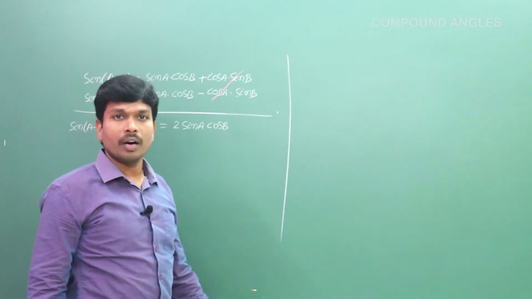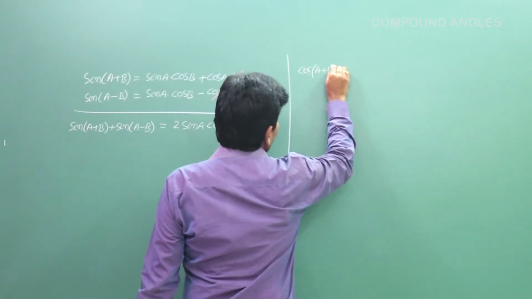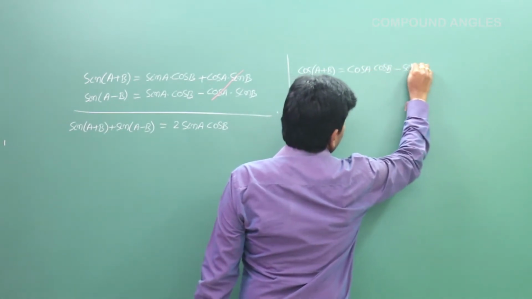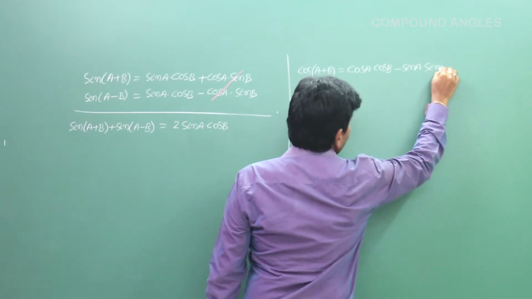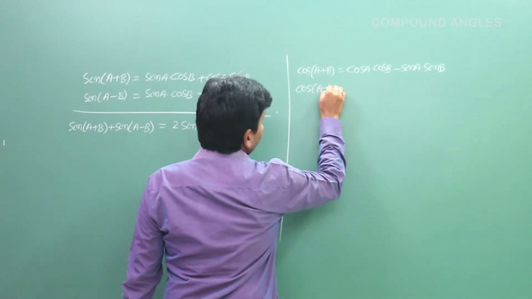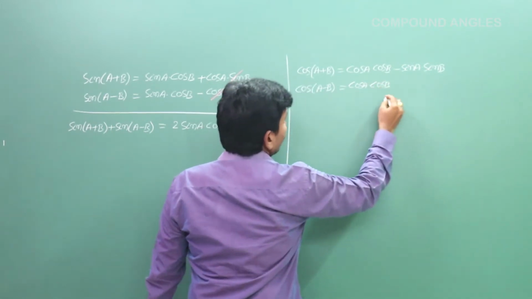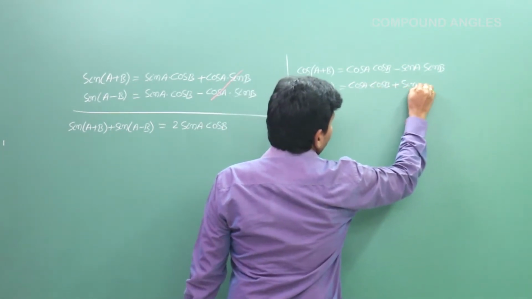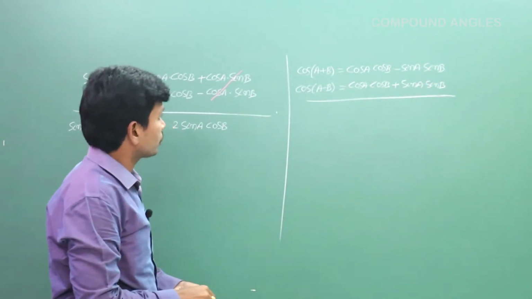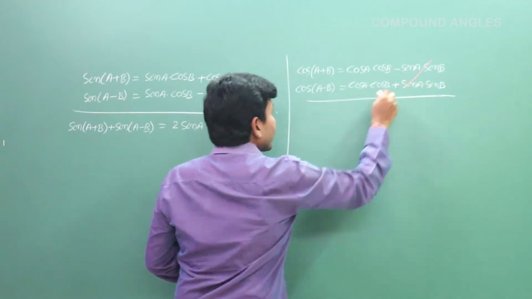Same we can do for cos. Cos a plus b is equal to cos a cos b minus sin a sin b. Yes or no? And cos of a minus b is equal to cos a cos b plus sin a sin b. Add both. Now negative quantity, positive quantity, both are same quantities, get cancelled.